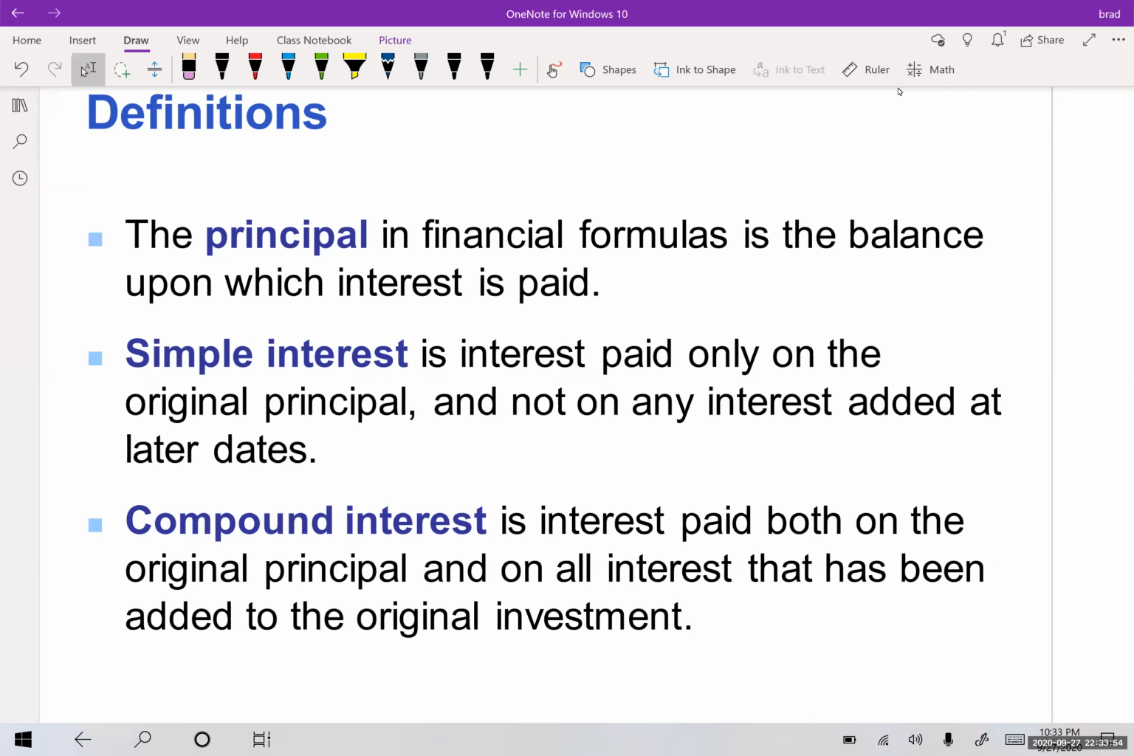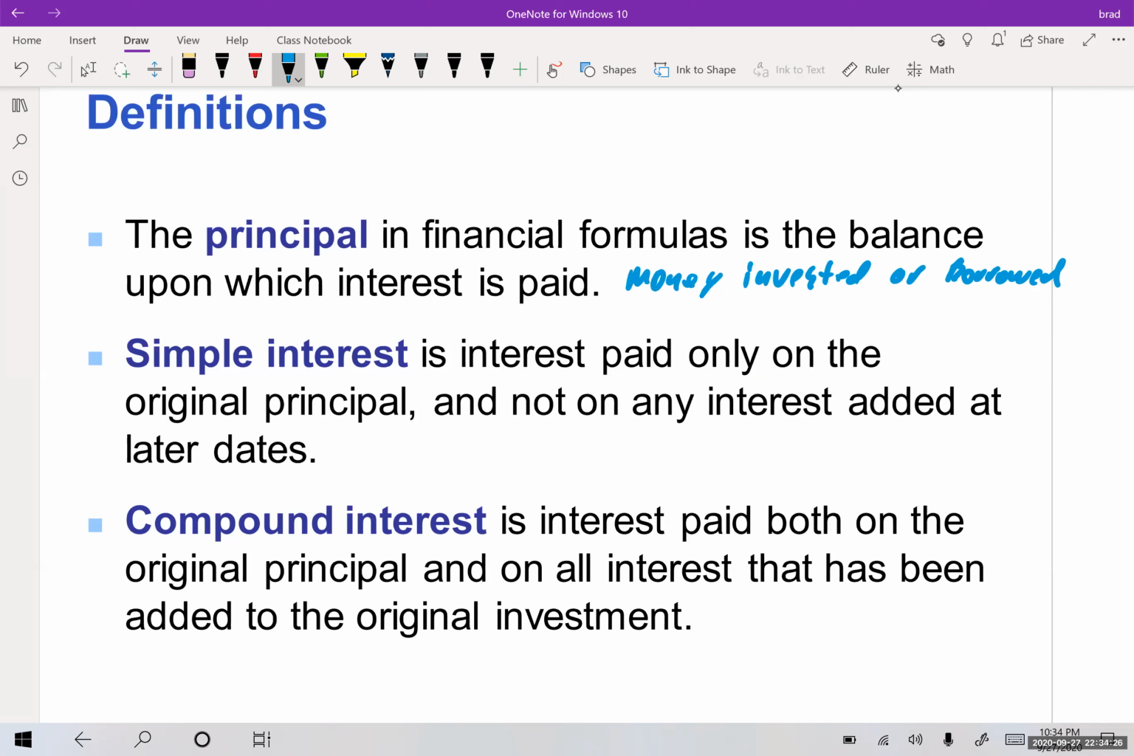The principal, in financial formulas, is the balance upon which interest is paid. Now remember, this can be for money invested or borrowed. So when they talk about principal, it's either how much you borrowed or how much you invested. Just keep that in mind. It could be good or bad depending on if you're investing or borrowing.